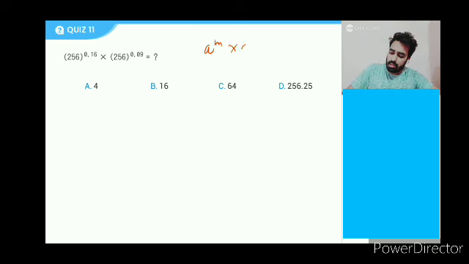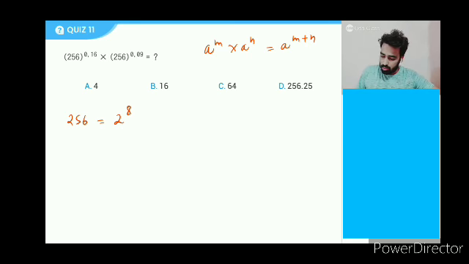A power m into a power n, you can apply a power m plus n. What is 256? 256 is 2 power 8. Okay. Use these two logics and try to solve. Sir, I directly took out the common factor problem. But when you are solving questions in the exam, show all the steps.